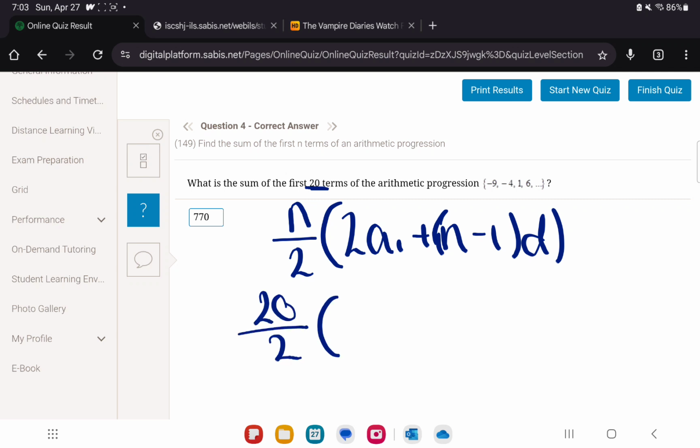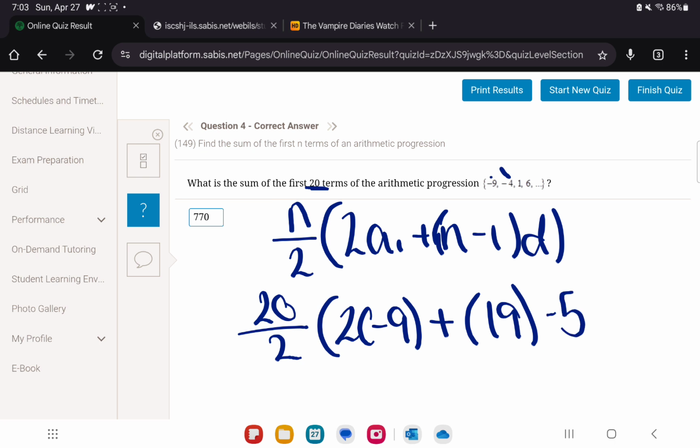So 20 over 2. The first term here, we can see it's minus 9, so 2 times minus 9 plus n minus 1, which is 20 minus 1, which is 19. And then the difference is, so minus 4 minus minus 9 is 5. Minus 5, sorry. So minus 5. Actually, it's 5, it's not minus 5.